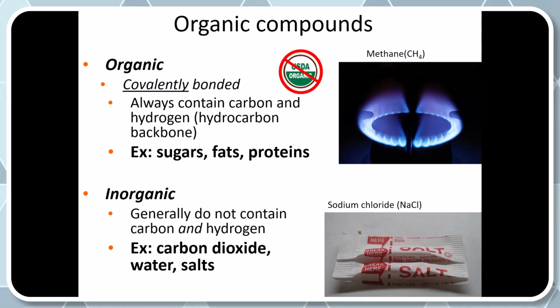So the atoms in organic molecules are sharing valence shell electrons. And also organic molecules contain carbon and hydrogen. So we might say they have a hydrocarbon backbone. Things like sugars, fats, and proteins would be organic molecules. Also, something like methane, which is CH4, is an organic molecule.